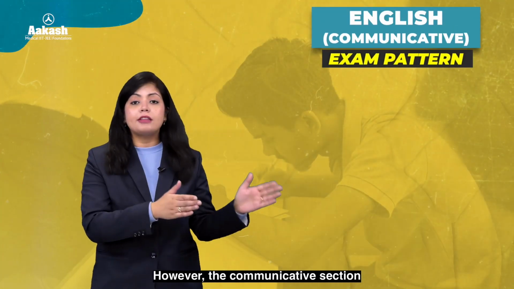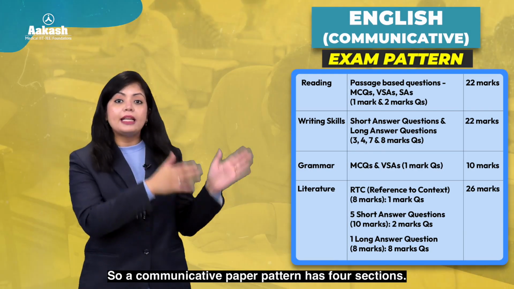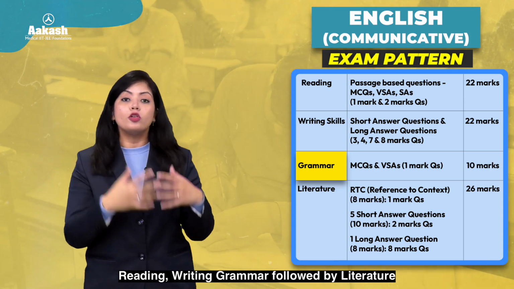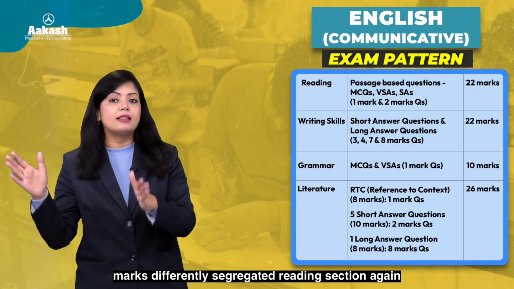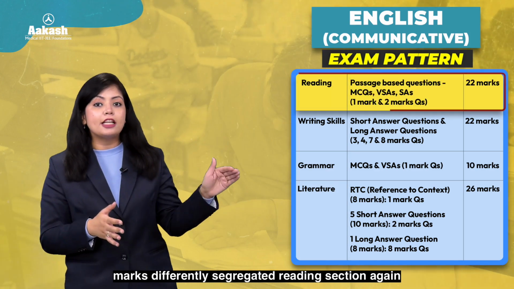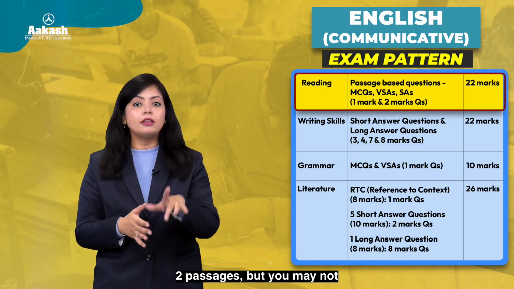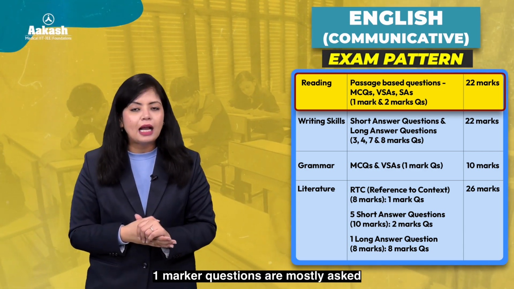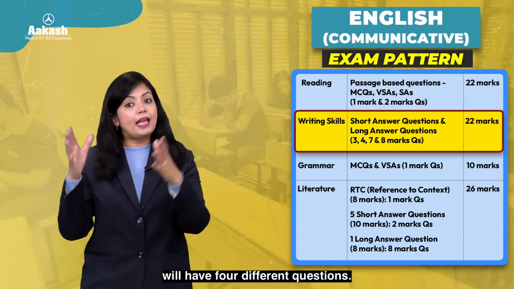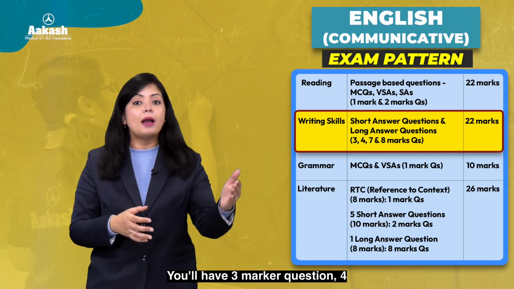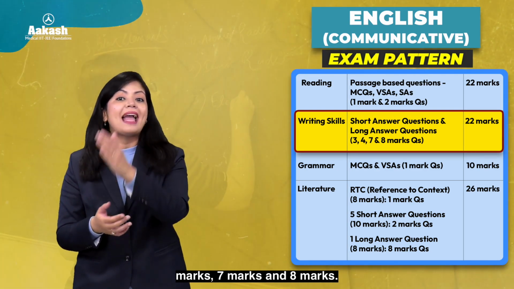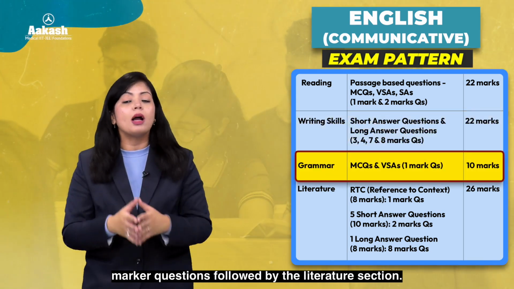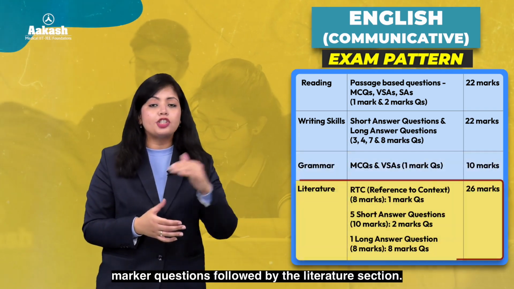However, the communicative section is slightly different. So a communicative paper pattern has 4 sections, reading, writing, grammar, followed by literature. Marks are also segregated a little differently. In the reading section, again 2 passages, but you may not find 2 marker questions that often. 1 marker questions are mostly asked, followed by the writing section, which again will have 4 different questions. You will have 3 marker, 4 marks, 7 marks and 8 marks questions. And your grammar section mostly carries 1 marker questions, followed by the literature section.